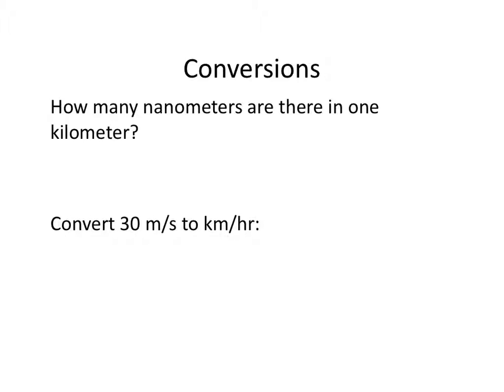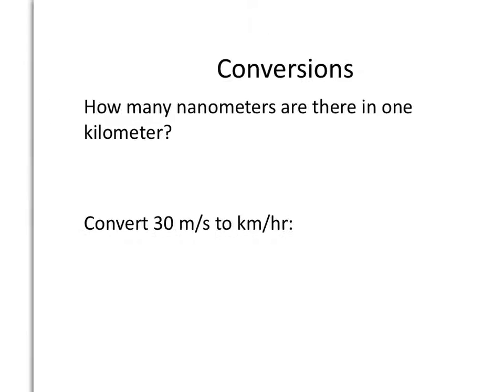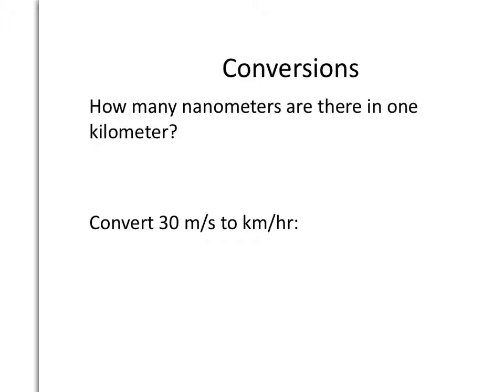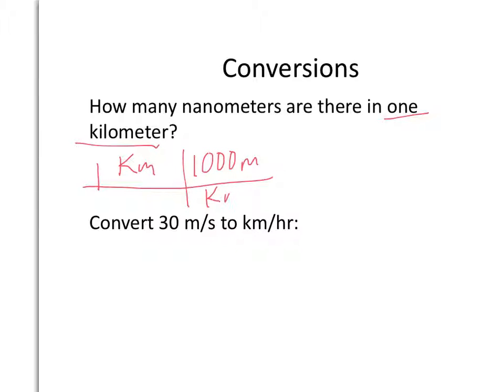Let's look at some conversions. How many nanometers are there in 1 kilometer? So 1 kilometer is our given. I can convert this and say there are 1,000 meters in 1 kilometer. And that allows me to cancel kilometers, and I'm down to meters.